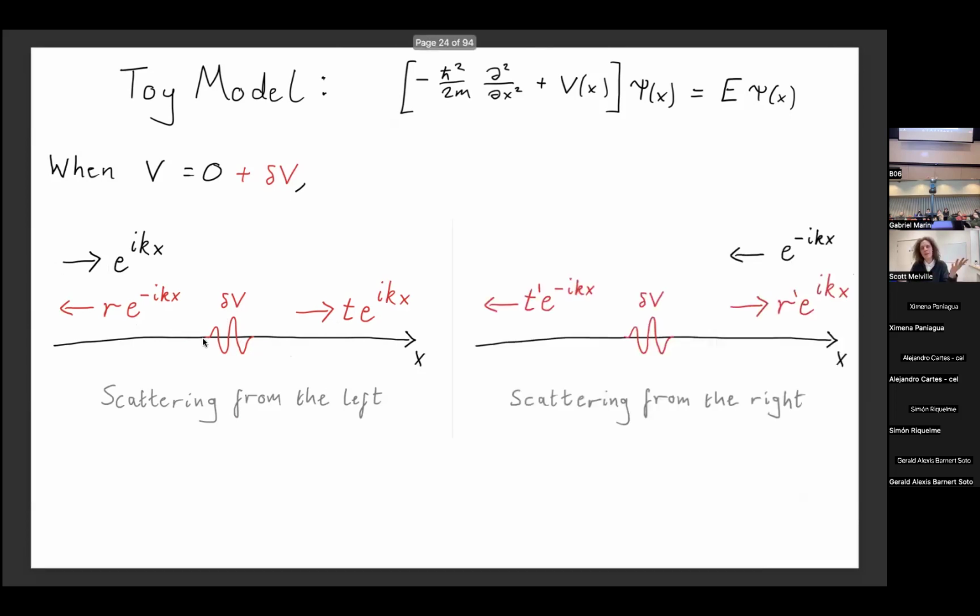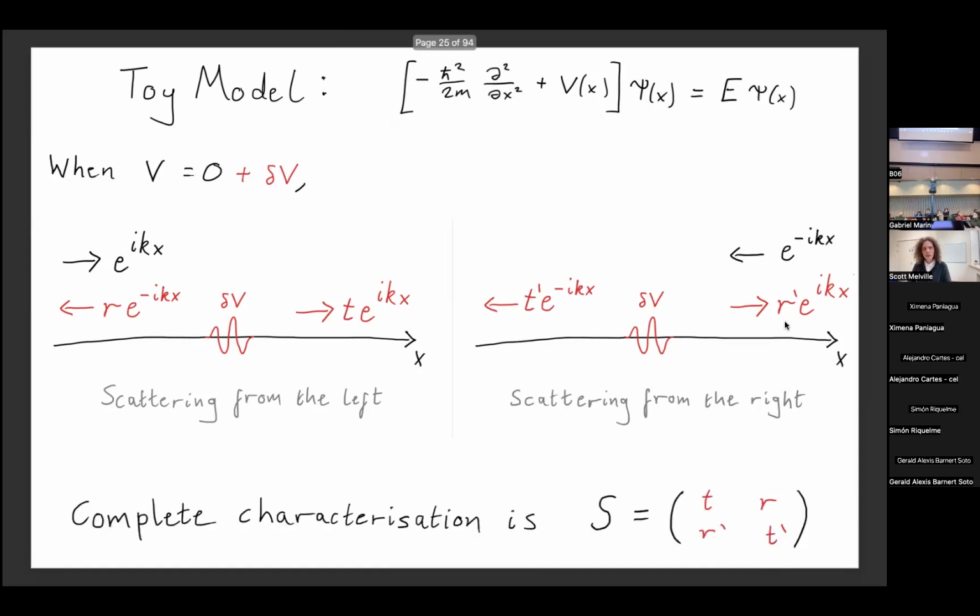You can, of course, do the same thing from the right-hand side. You can scatter left-going plane waves, and some will be transmitted and some will be reflected. And so a complete characterization of this potential are these four complex numbers, the reflection and transmission coefficients from scattering from the left and from the right. It's conventional to organize these four complex numbers into a 2x2 matrix. So this is the S matrix.